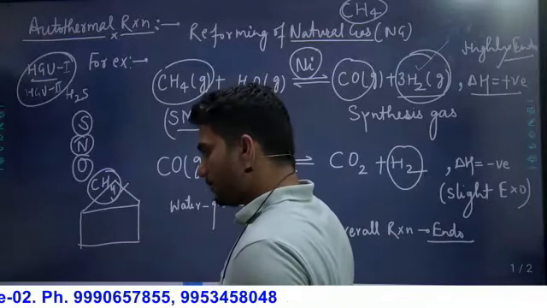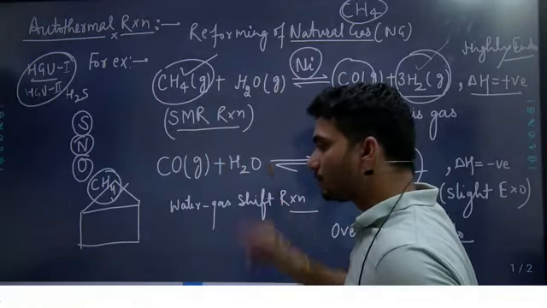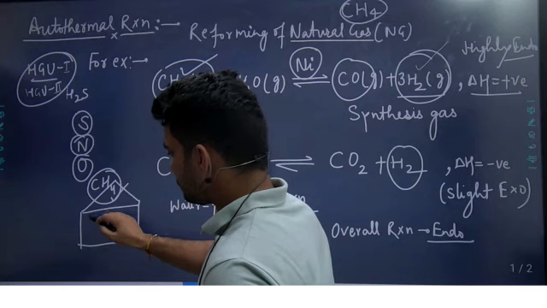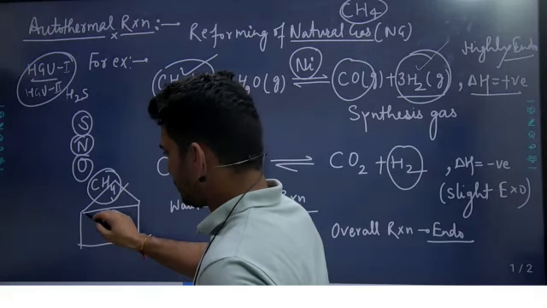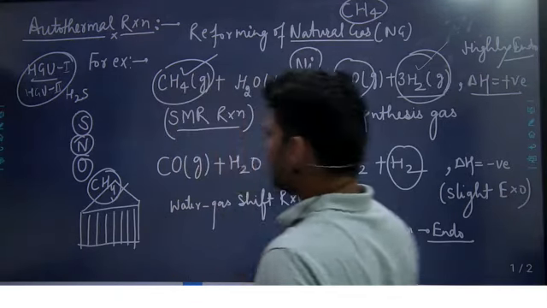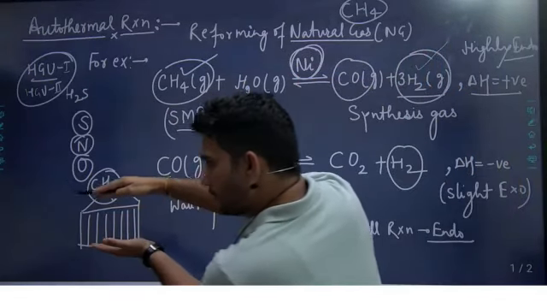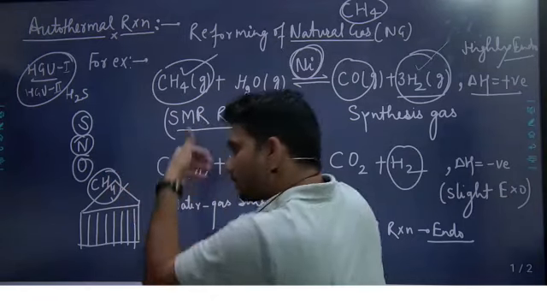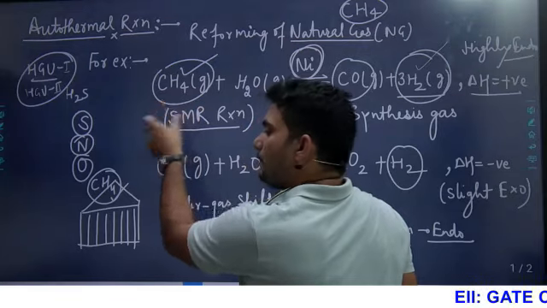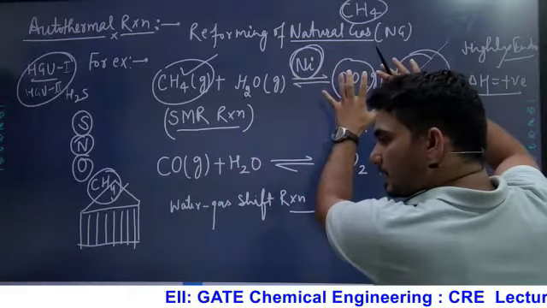What will it do? It will liberate heat. This heat I will use for the first reaction because it is highly endothermic. Here there will be the nickel catalyst, filled in tubes. The first reaction, the SMR reaction, will take place in the bottom part. In the top part of the reformer, this CH4, the fuel, will burn and generate heat. That heat we will use for the first reaction.